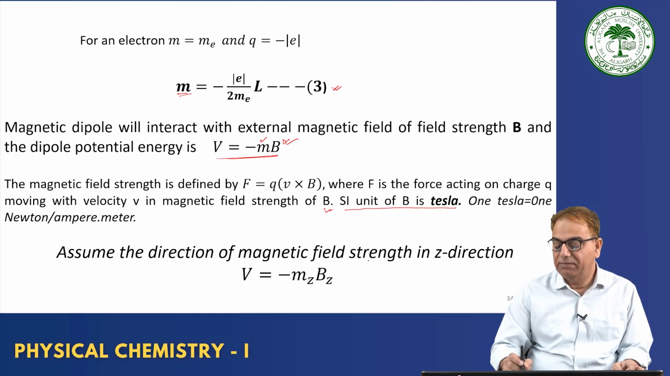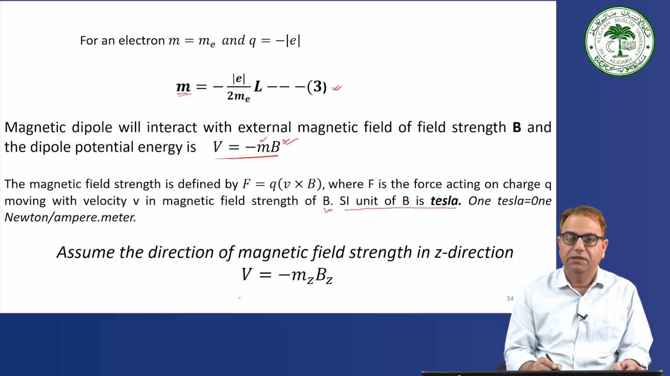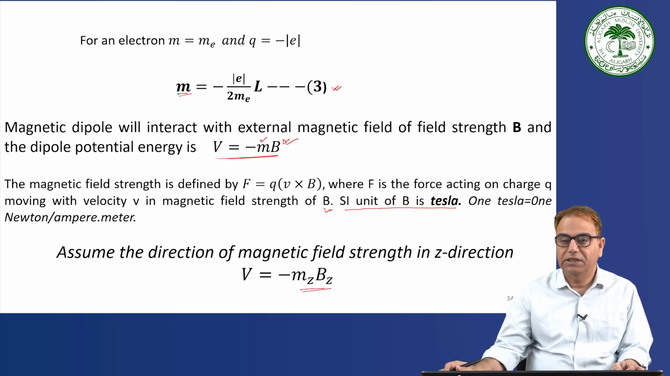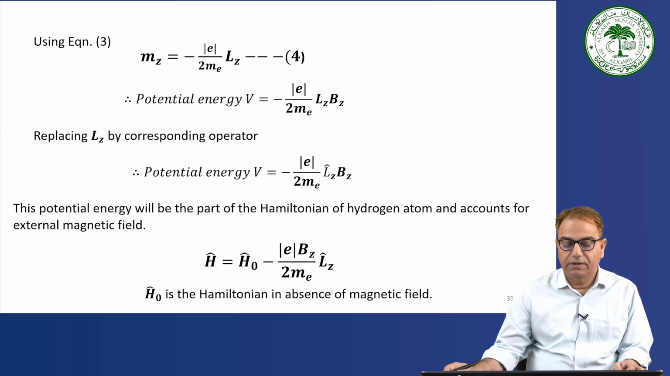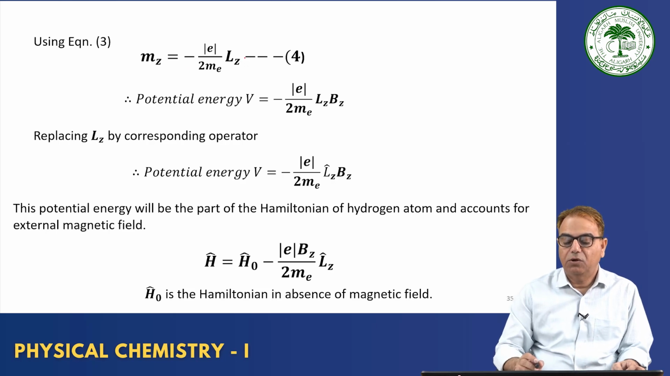So assume the direction of the magnetic field strength to be the Z direction, then this potential energy will be V is equal to minus mz into Bz. Okay, component of the magnetic field strength in the Z direction, component of the magnetic dipole in the Z direction. If you replace this in equation number 3, then what do you get? For the Z direction, equation 3 could be written as mz is equal to minus e divided by 2me Lz. Now potential energy is V is equal to minus e divided by 2me Lz Bz.